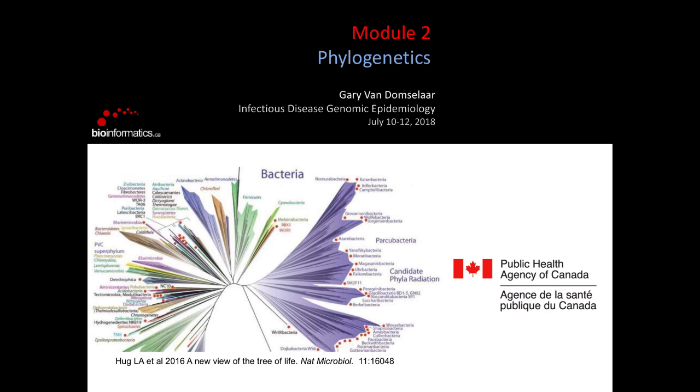The objectives for this module are to understand the basics of phylogenetic trees, the terminology and the different parts, a little bit about how to interpret phylogenetic trees, and some sections on building phylogenetic trees, and then also the extension out to phylogenomic trees.